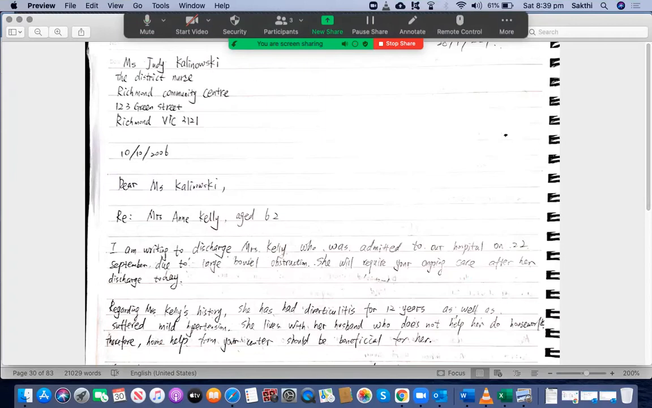Let's go through this. You have written down the addressee's details. Judy Kalinowski, the district nurse, that's good. And Richmond Community Center, 123 Green Street, Richmond, Victoria 2121. So you were able to include the addressee's details correctly. I'm happy for you. Right, so that's good. The addressee's details are mentioned correctly, and then you have written on the date as well.